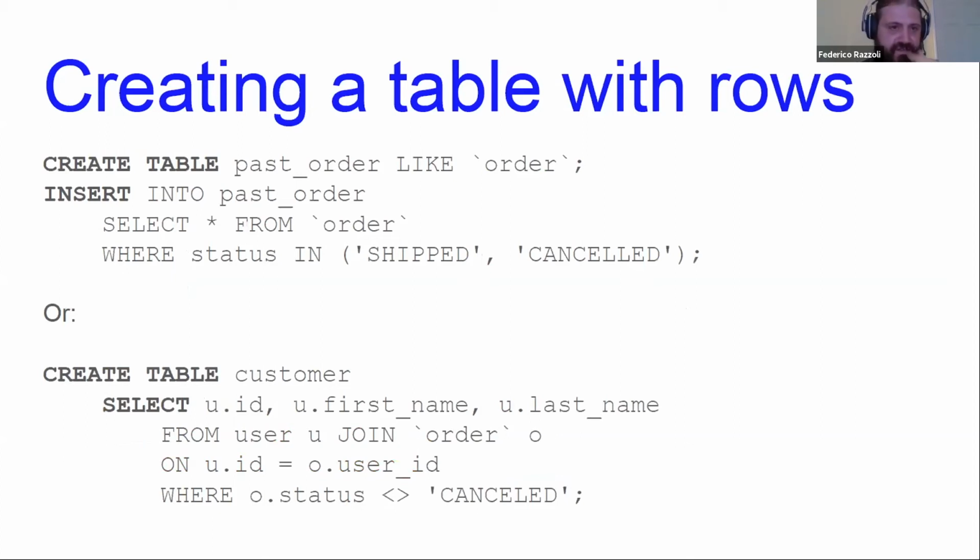Then I want to show that there are some other queries that you can merge, for example, to create a table and populate it with rows. Here you have CREATE TABLE past_order LIKE order. This is a nice syntax. It means the table must have the same columns and indexes as order. But then we also need to add rows, and therefore we use INSERT INTO past_order SELECT.